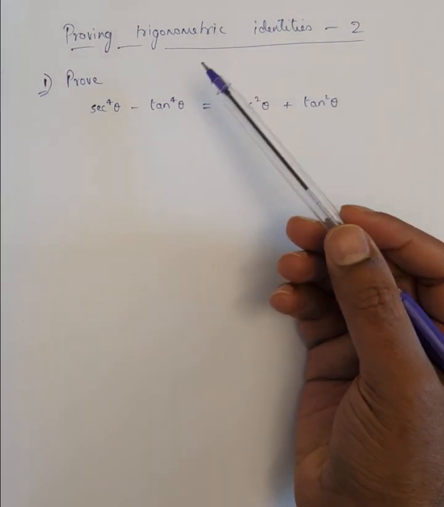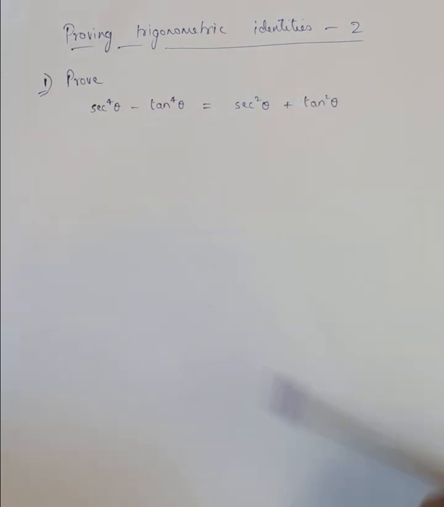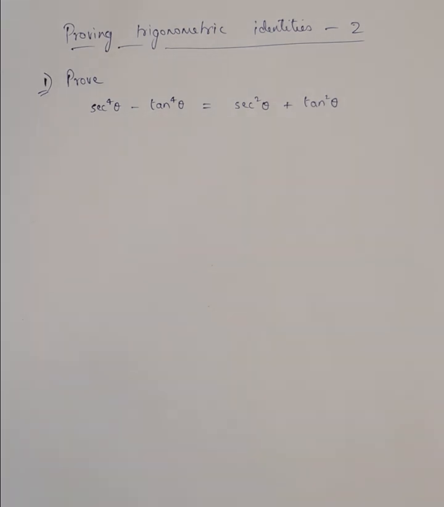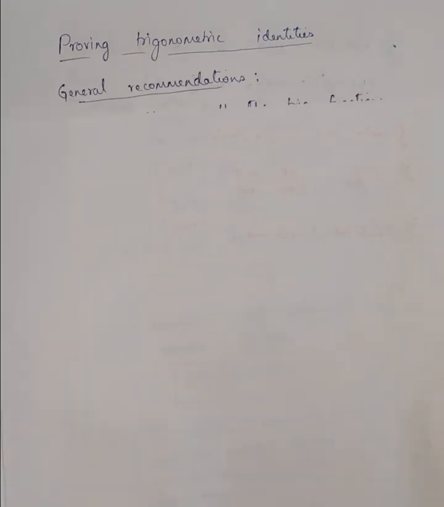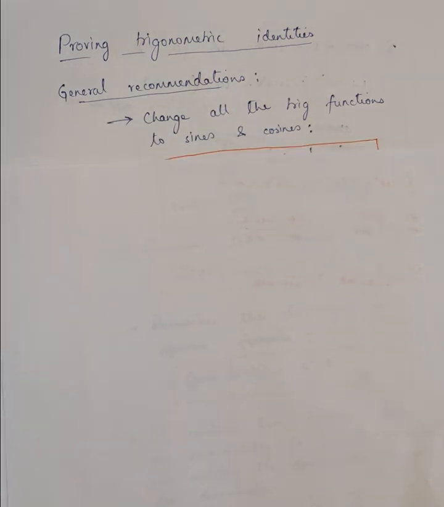There is one other video where I have proved some trigonometric identities, and in that video I showed some general recommendations for proving trigonometric identities. We need to have some background knowledge, and the things that we need to remember are some from trigonometry and some from algebra. So here are the general recommendations.